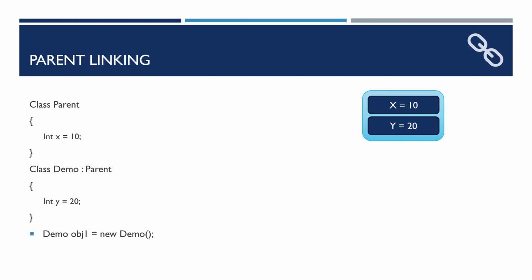Because the child will be using parent class members also. That's why parent class members also need memory. So when you create an object for a child class, memory allocation will happen for both the classes, parent and child. So here our object is now pointing to this particular memory that has access to parent and child.